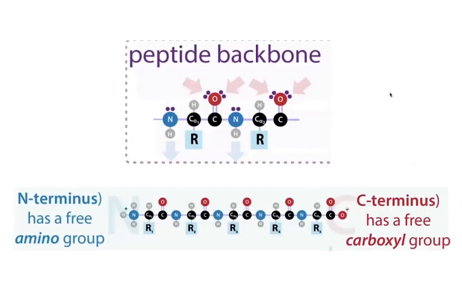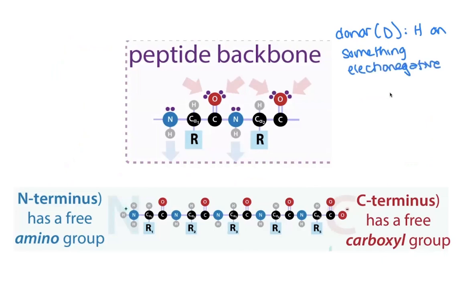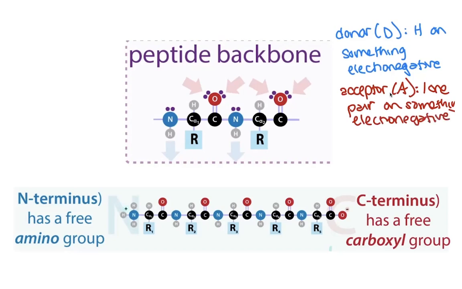When we talked about the hydrogen bonding, remember, what did we say we needed? We needed a donor. And when we talk about a donor, this is going to be giving the hydrogen. And so our donor, our D, is going to be an H on something electronegative. And what else do we need? We need an acceptor. And so that's going to be our A, and that is going to be a lone pair on something electronegative.